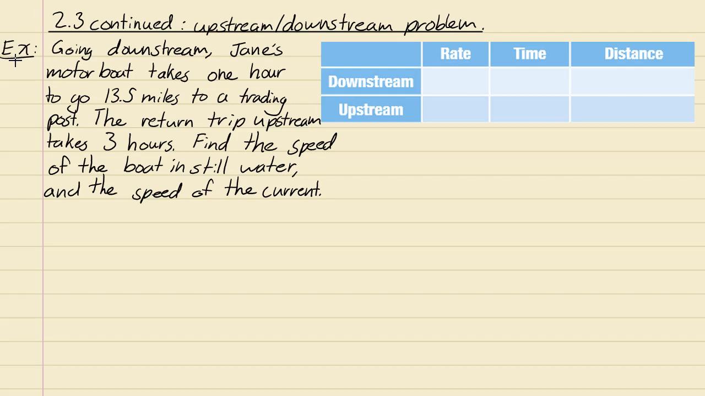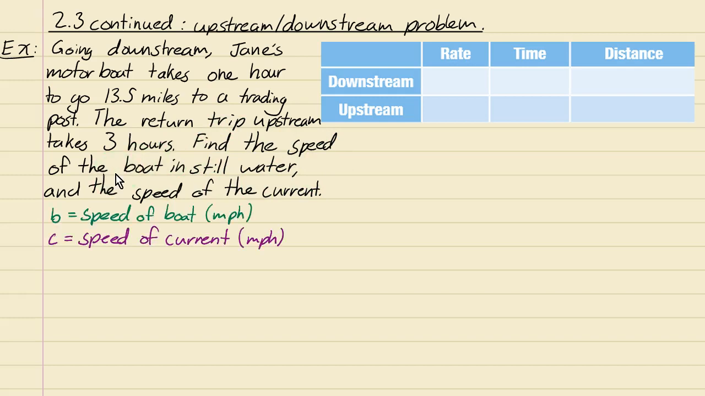We're given how long it takes. It takes 1 hour to go 13.5 miles downstream to a trading post. And the return trip, which is the same distance, going upstream, takes 3 hours. And we need to find the speed of the boat in still water and the speed of the current. So the way to approach something like this, or any kind of word problem, is start by making up variables that stand for the quantities the question is asking for.